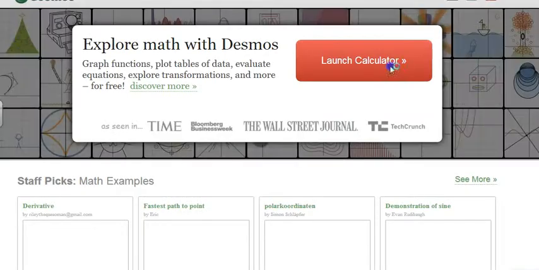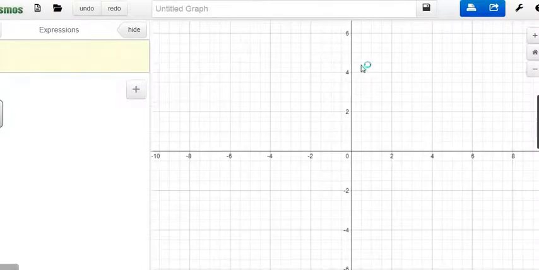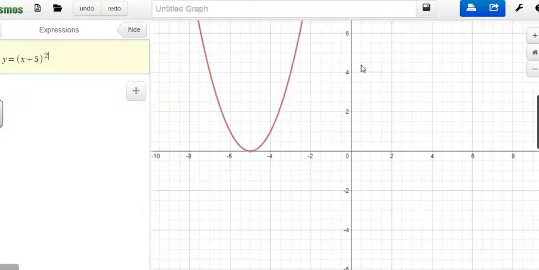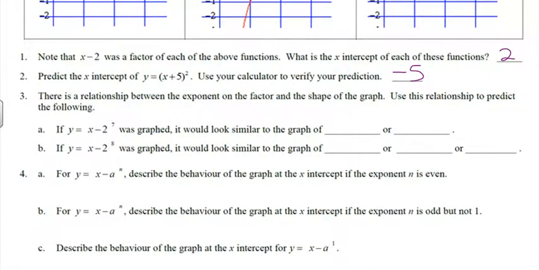I'm just going to go to Desmos if I can. D-E-S-M-O. I'm not sure about the internet. Yeah, apparently it is working. All right, what were we doing? X plus 5 squared, and the x plus 5 was in brackets, right? y equals (x plus 5) squared. Look, negative 5. Our prediction has been validated, verified, and checked.